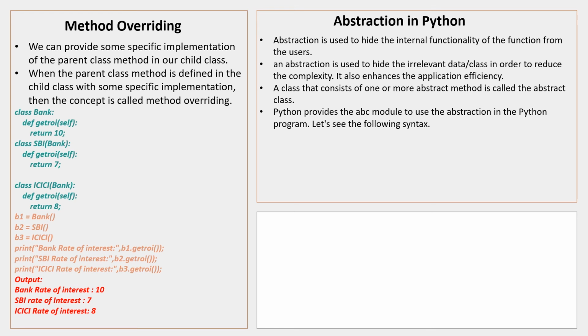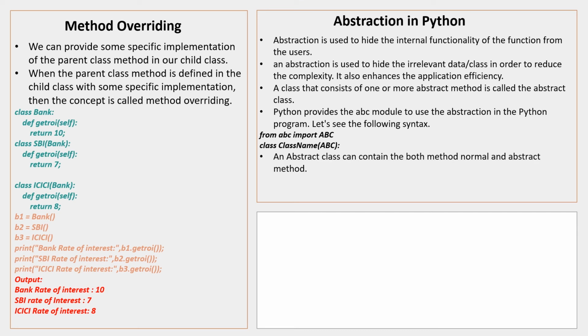Python provides the ABC module, small a, small b, small c, to use abstraction in a Python program. Let's see the following syntax. From abc import capital A, capital B, capital C. ABC with capital letters is the class, and abc with small letters is your module. From that module, import the ABC class. Now write any class name and insert that ABC class inside it as a superclass.